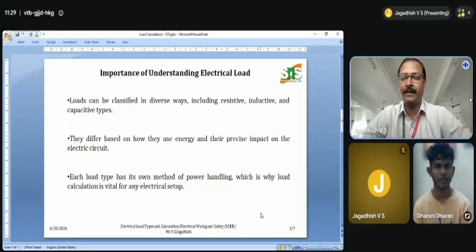When you go for the inductive type, the inductive type of load includes magnetic induction. It works on the principle of Fleming's left hand rule. For example, applications like motors, induction motors, and normal centrifuge motors run with the application of magnetic field as well as electric field. When such magnetic activities are involved, we call that type of load an inductive load. This is the brief classification of the basic three loads: resistive, inductive, and capacitive. Let's move on to the next slide.